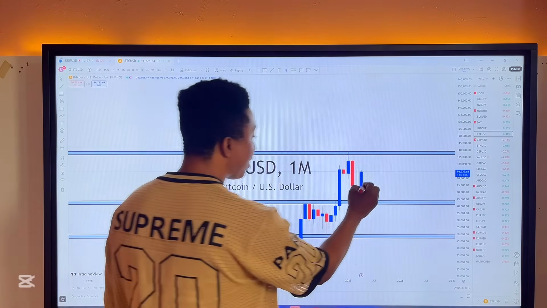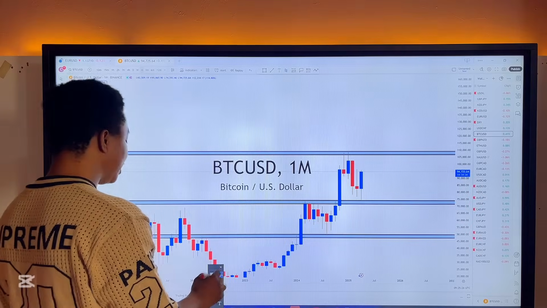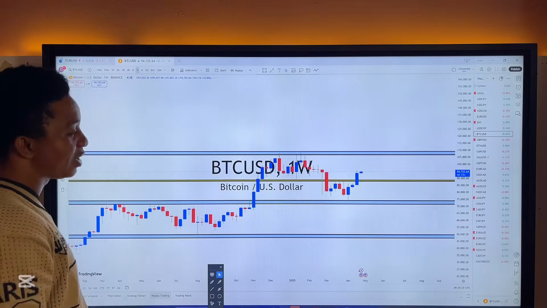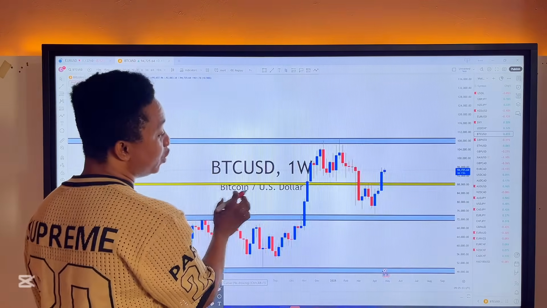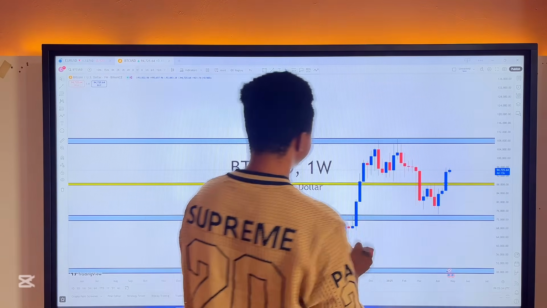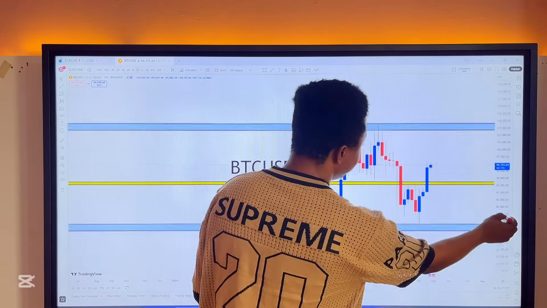But how can we pick a buy to go all the way up? Let's take it further to the weekly time frame to add more meaning. So this is the weekly time frame of BTC USD. BTC USD weekly time frame.